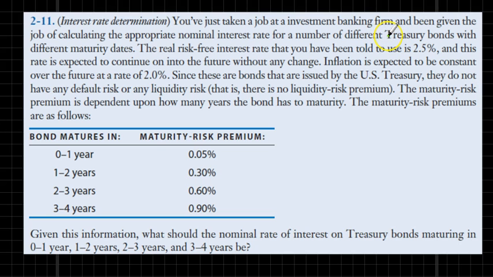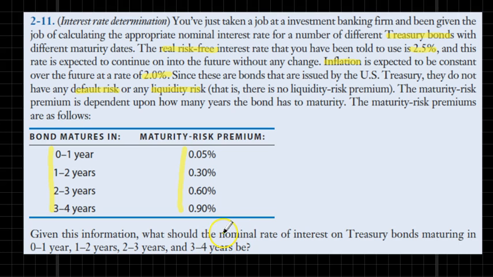We are given a list of treasury bonds, listed according to their maturities, and we are also provided with their associated maturity risk premiums. It's also given that the real risk-free interest rate is 2.5% and the inflation is expected to be 2%. Because it is the US Treasury that is issuing these bonds, it is suggested that the default risk and liquidity risk are set at 0.